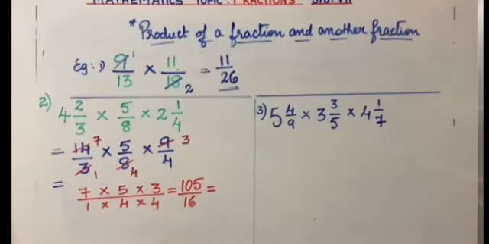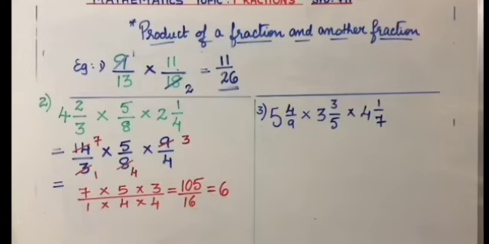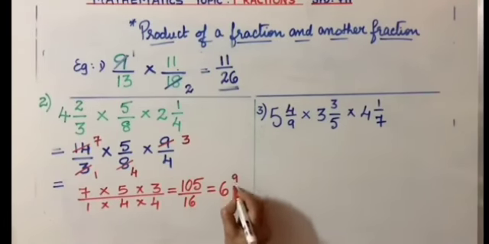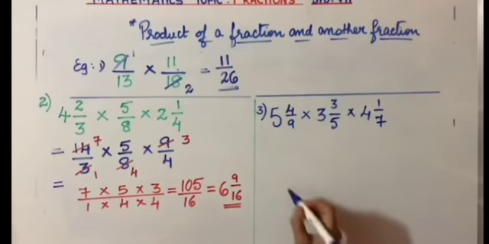Okay, so the answer is, put it in mixed form, 16 6s are 96, 9 remainder and 16. So 6 9 by 16 is your answer. Okay, please check if you've already done. Look at this problem.